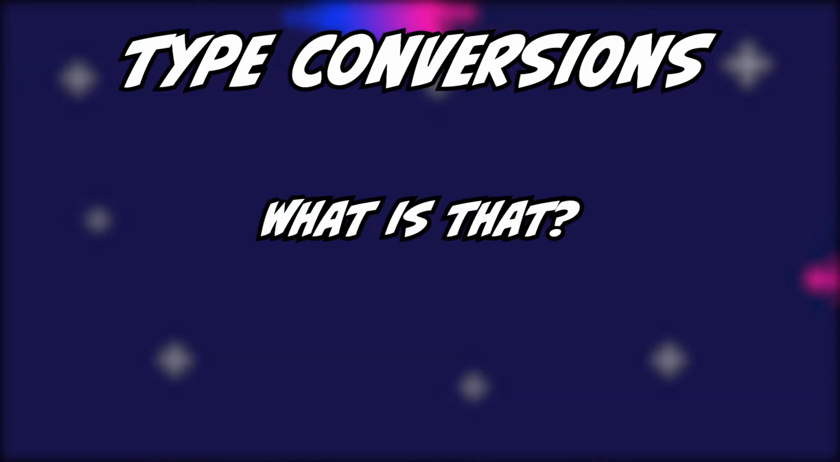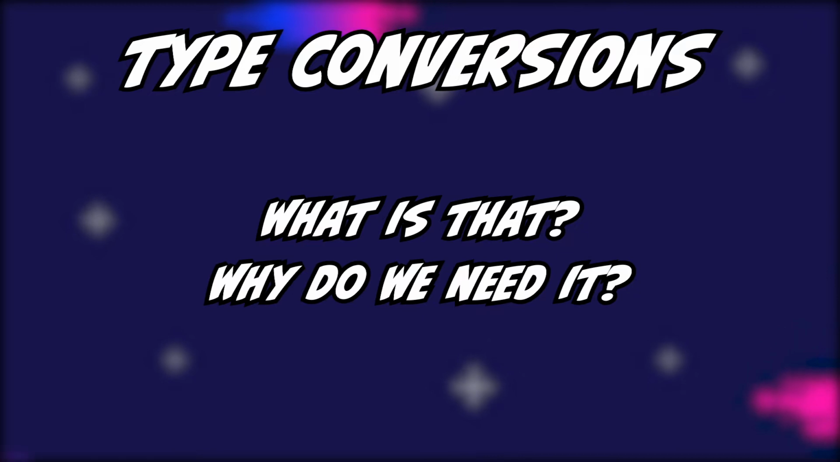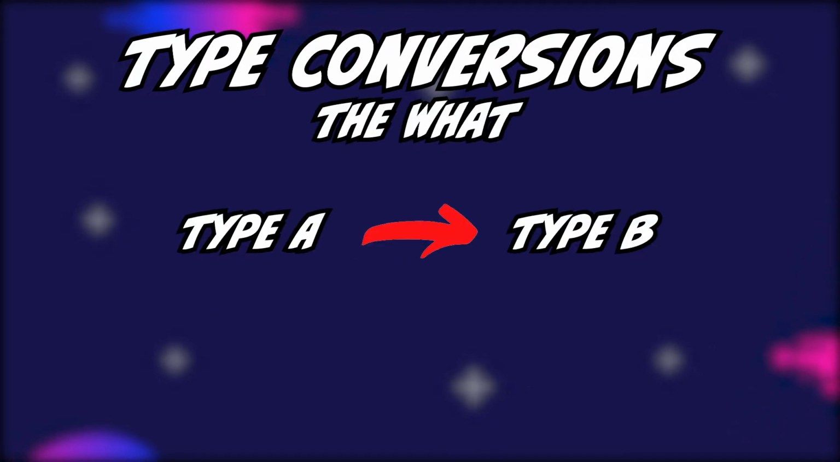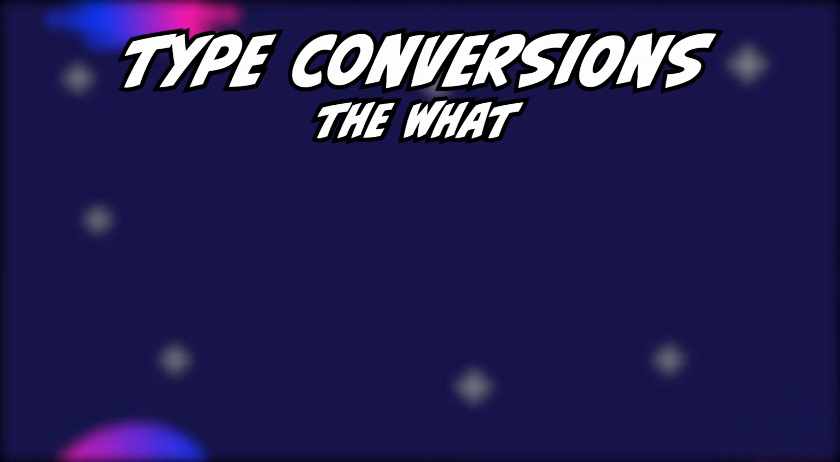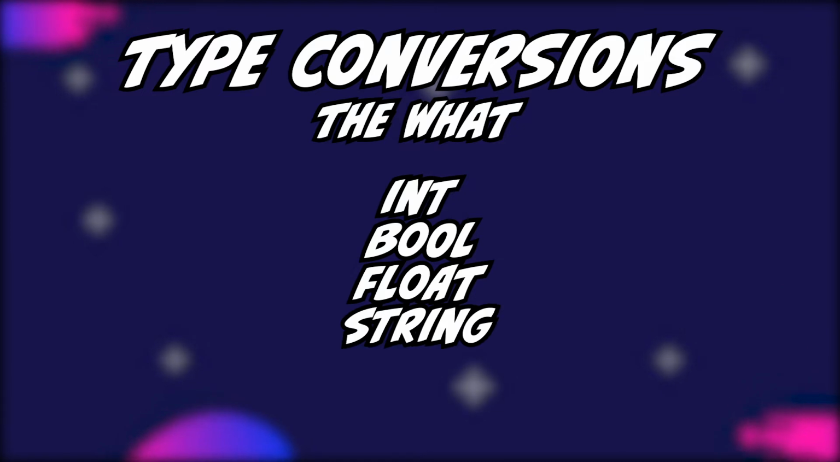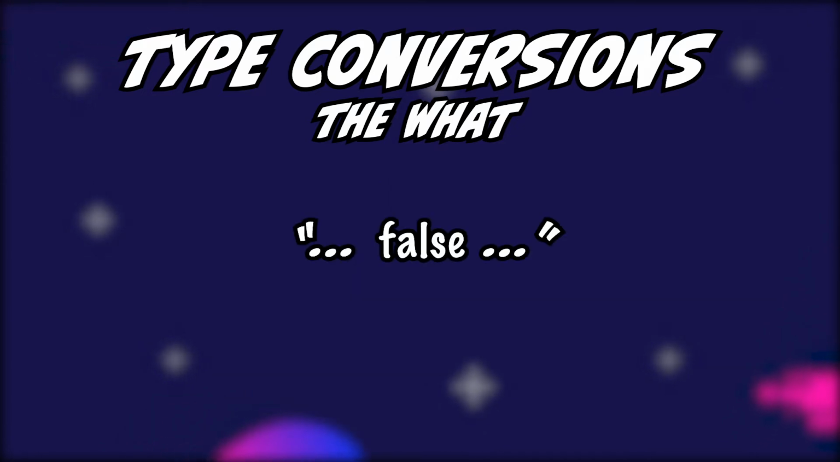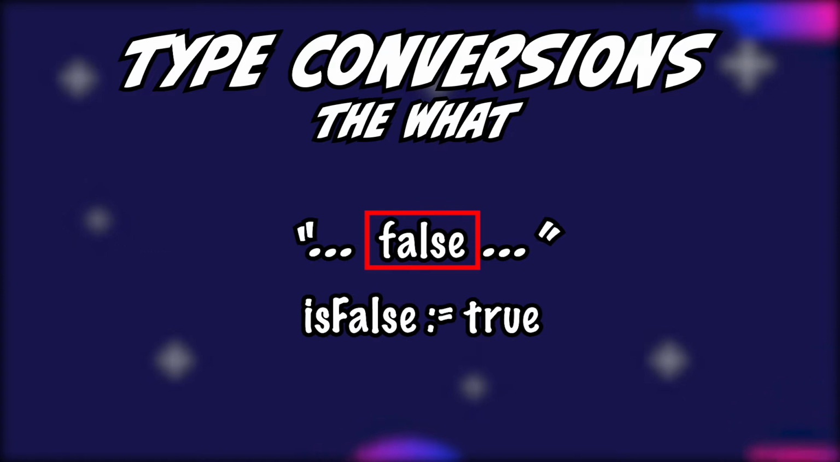Type conversions. What exactly is that, and why do we need it? Loosely speaking, type conversion means converting one data type into another data type. From my last video, you already saw that Go has a lot of different basic types like int, bool, float and string. And sometimes, you need to convert between these types. Like for instance, if you have the word false in a sentence, but now you want to interpret it as a boolean value. For that, you need to convert the word false to an actual boolean type.